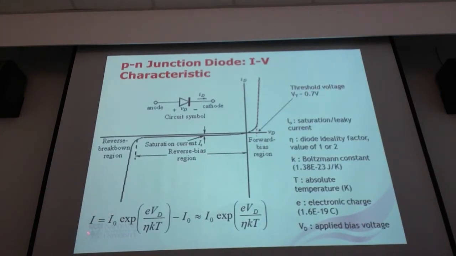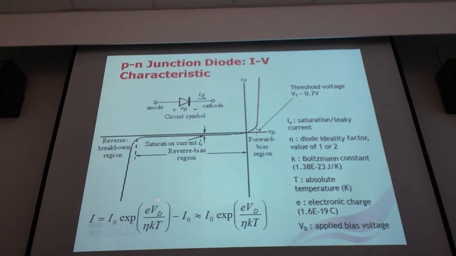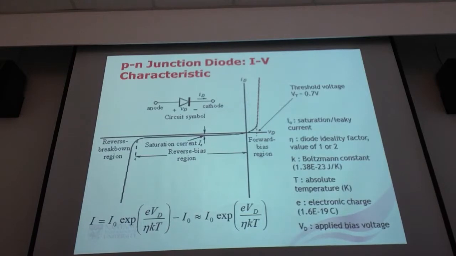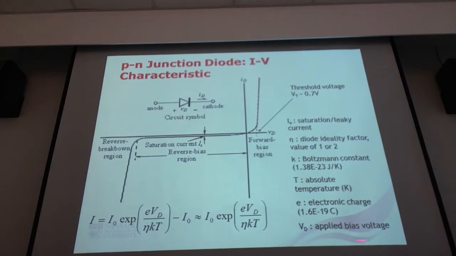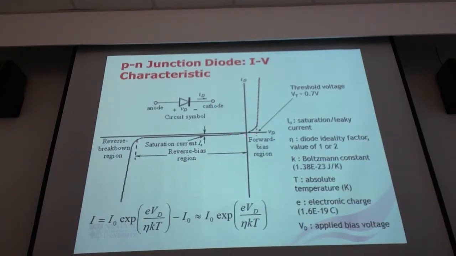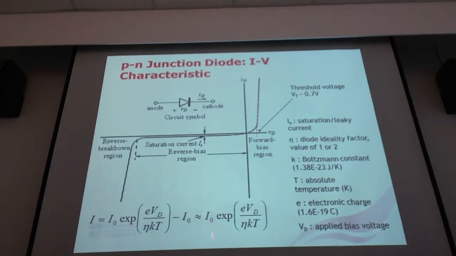And we have this equation here, where I is the current of the diode, which equals I0 times this, where e, epsilon, k and T are kind of constant in a certain environment. Well, VD is the only parameter that is changing, which is the applied bias voltage, and I0 is what we call the saturation current. And since the saturation current is negligible as compared to the forward bias region, it can be simplified as I equals I0 times this.